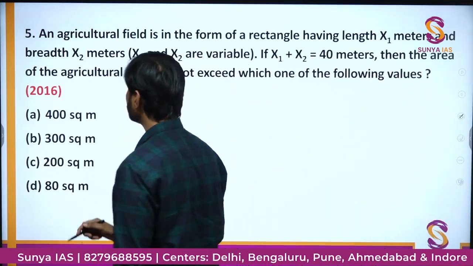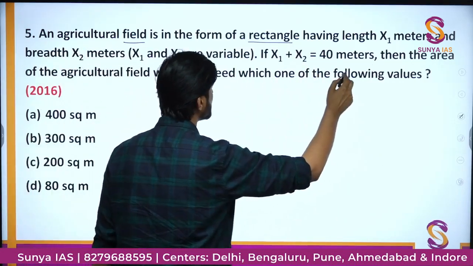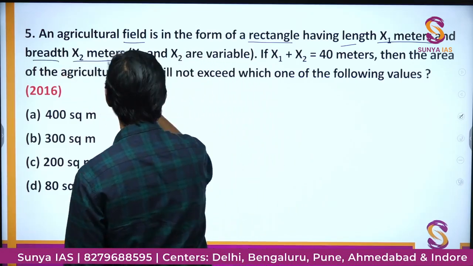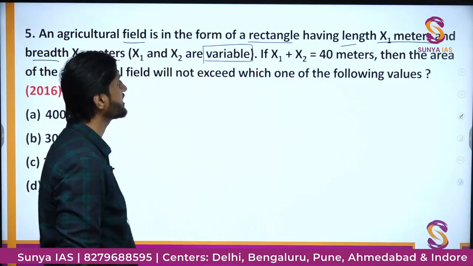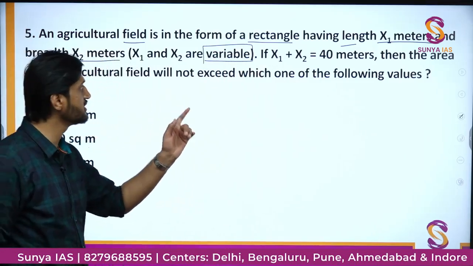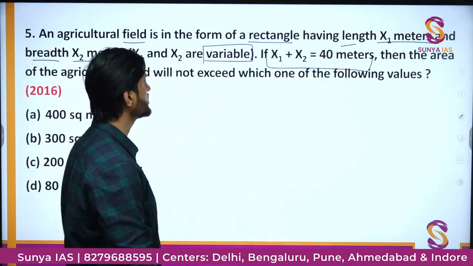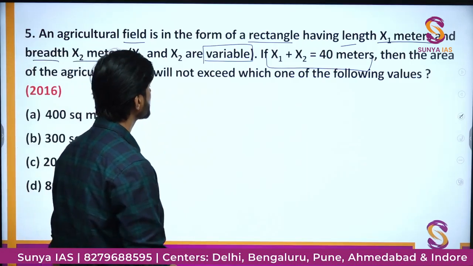Let us read it. An agricultural field is in the form of a rectangle having length x1 meters and breadth x2 meters. Both are variable. We do not know the exact values, but one thing we know is that x1 plus x2 is equal to 40 meters. So the area of the agricultural field will not exceed which of the following values?